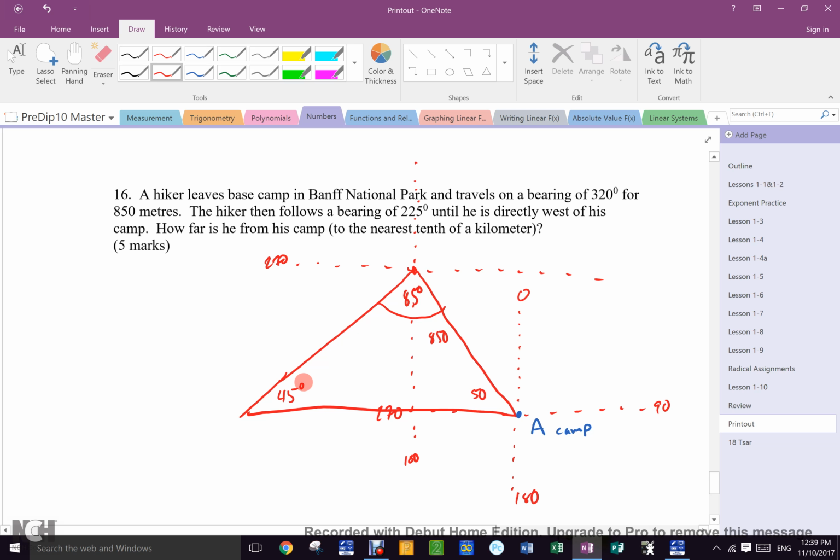What would be a right angle? 45, 90, and 40 is 130 and 50. That's their angles. Now, what do I have right there? You have a pair. I have a pair. As soon as I have a pair, what do I do? Sine law. So, I have sine of what? 45.